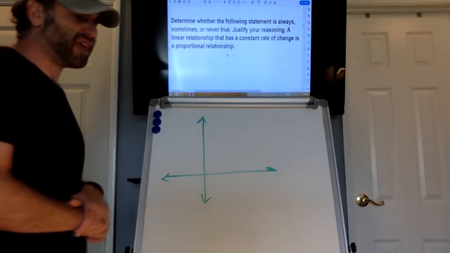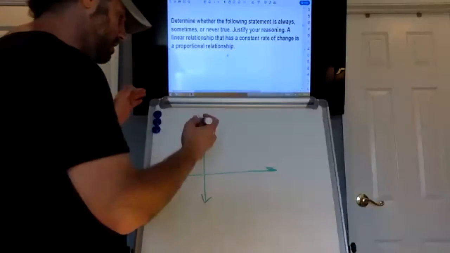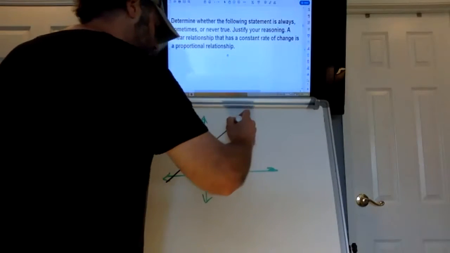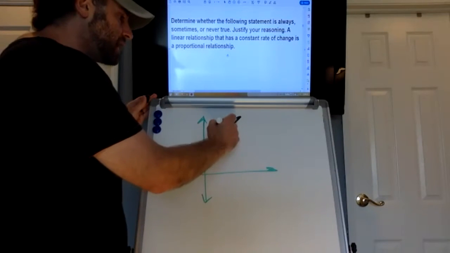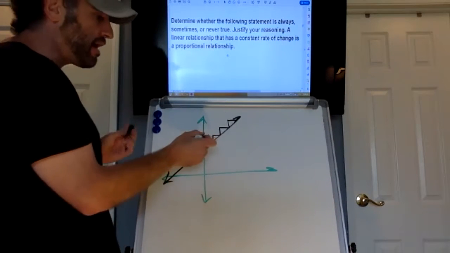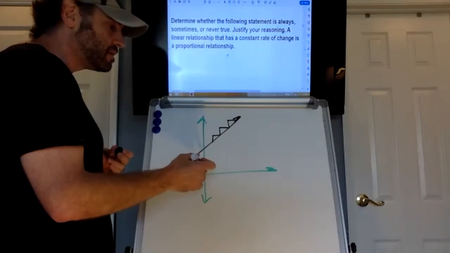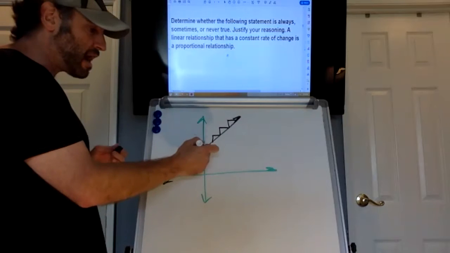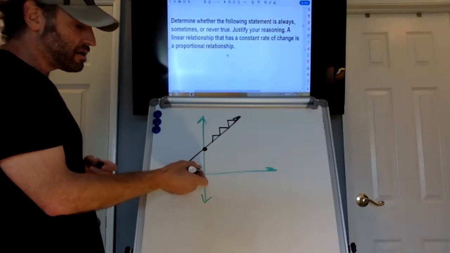If you have a linear relationship, it doesn't have to start at the origin. So this, if there's a plus b. Yeah, this has a slope: rise over run, rise over run, a constant rate of change, up and over the same amount. So it's a line, but this is not proportional. It has a y-intercept. Well, the y-intercept isn't 0.